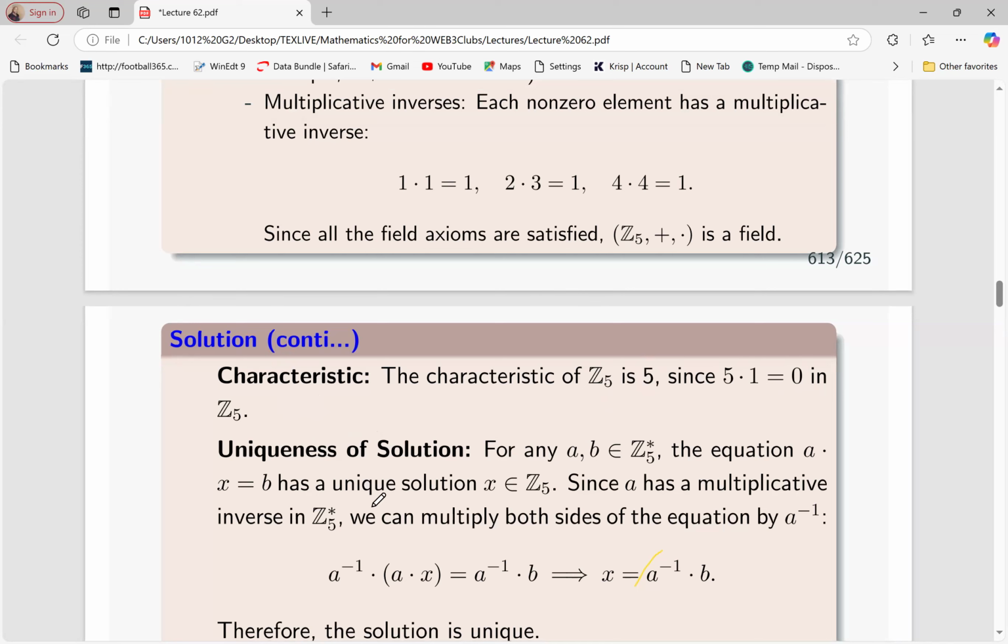How are we to show that if A is multiplied by X, giving us B, then X has only one solution?